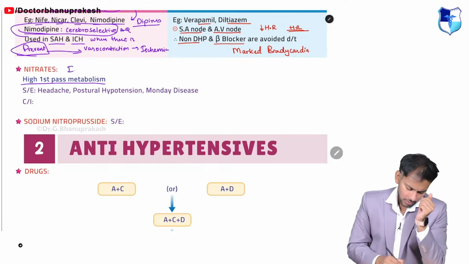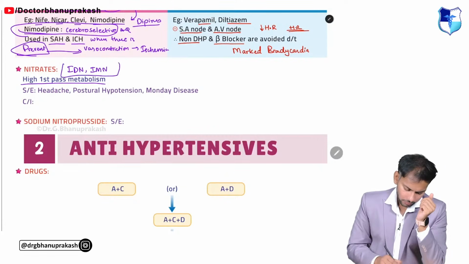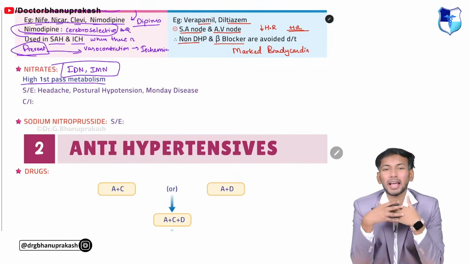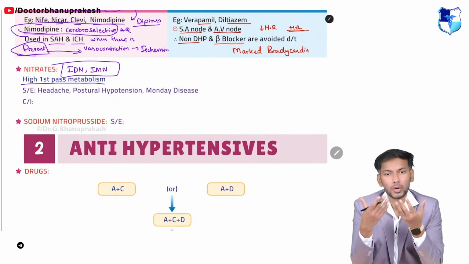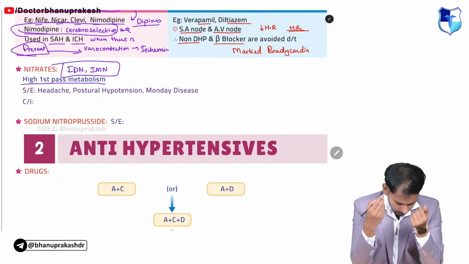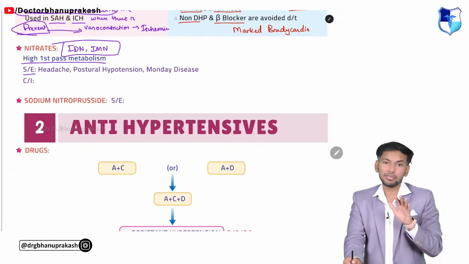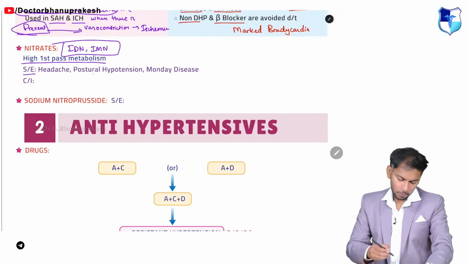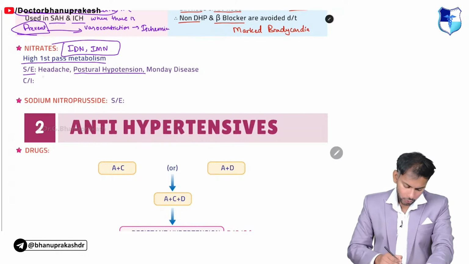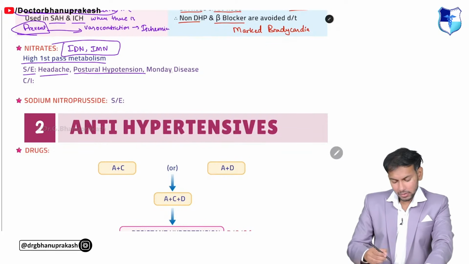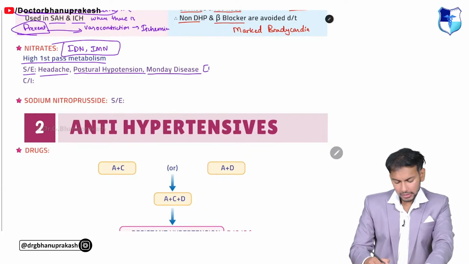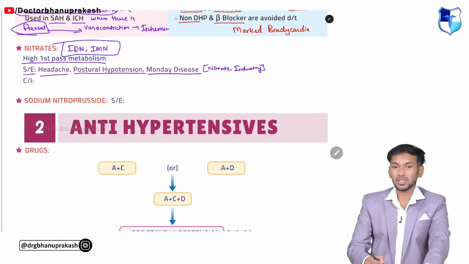You can remember these drug names: ISDN, ISMN, isosorbide dinitrate, isosorbide mononitrate. Yes, these drugs are used commonly. Now, coming to the side effects of this, what is important? The side effects are headache, postural hypotension, I've already told you, and then there is something known as Monday's disease. This is what is seen in nitrate industry workers. Okay, this is very important.